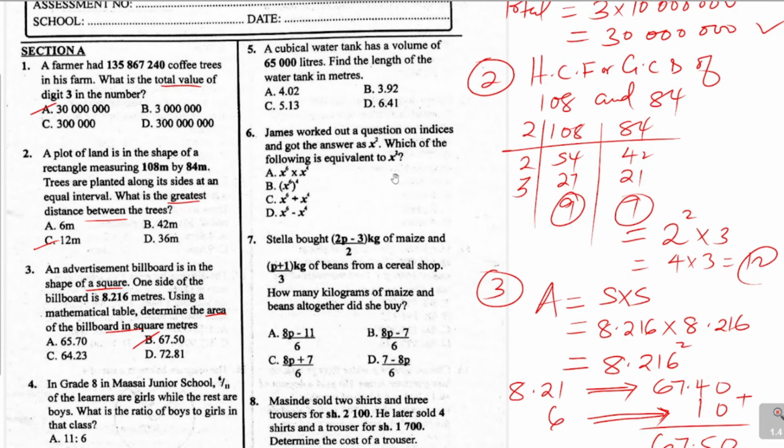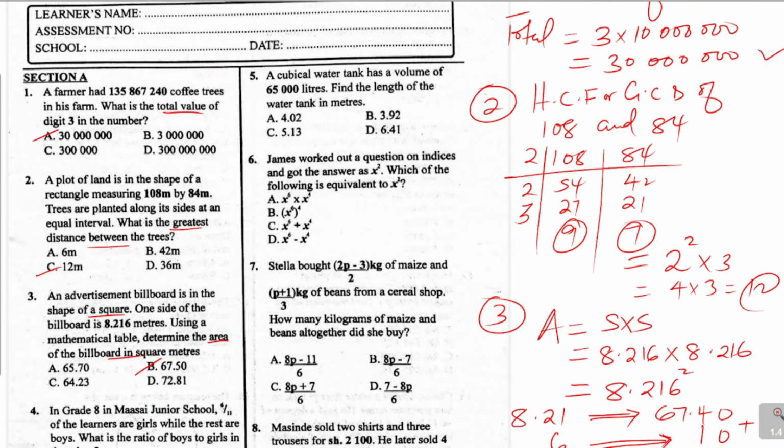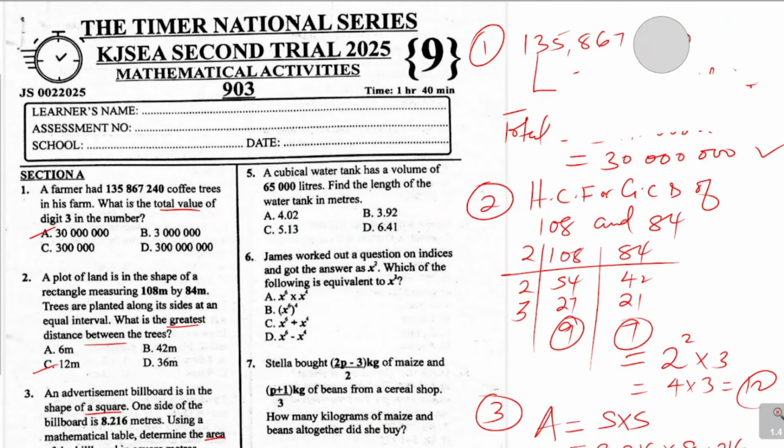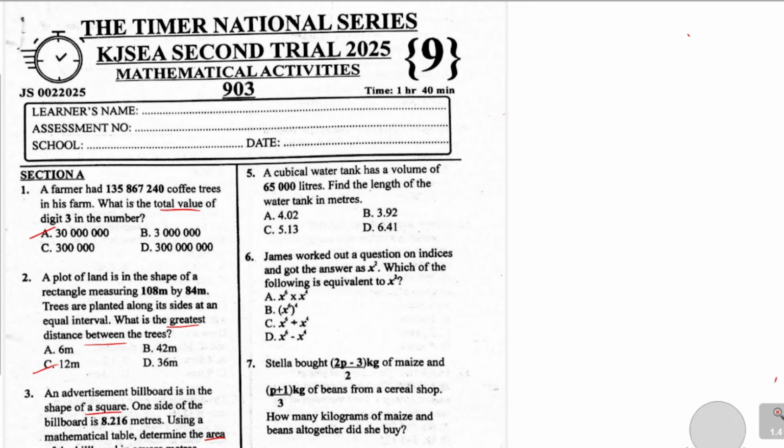A cubical water tank has a volume of 65,000 liters. Find the length of the water tank in meters. So the cubical tank has a volume, that is a capacity. The capacity is given in liters. So for you to get the length of the water tank in meters, we need to convert the liters to meter cubed. And for that, we need to know that 1 meter cubed is equivalent to 1,000 liters.